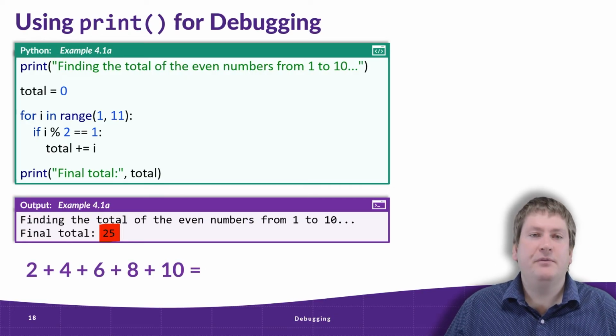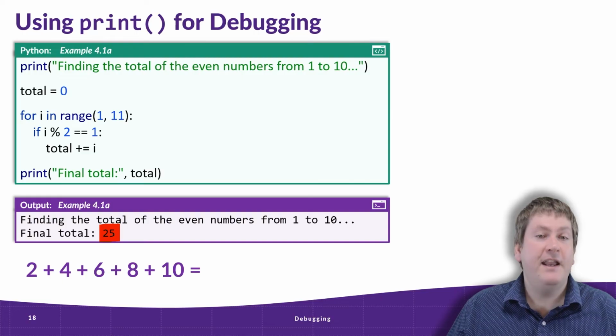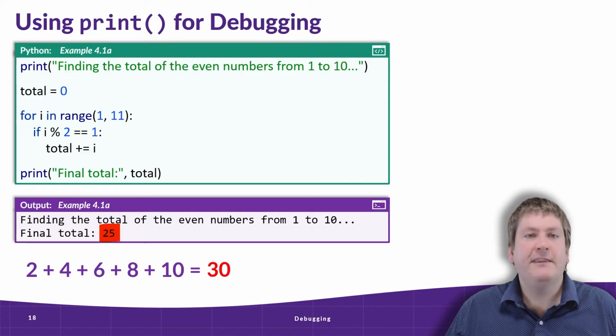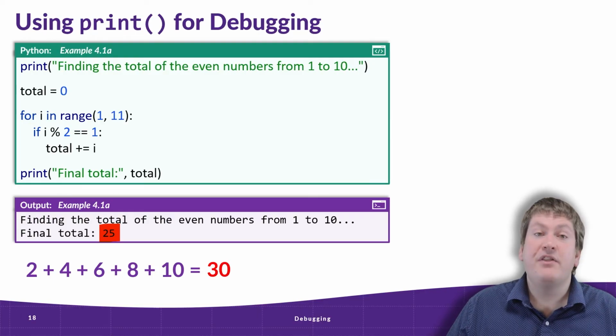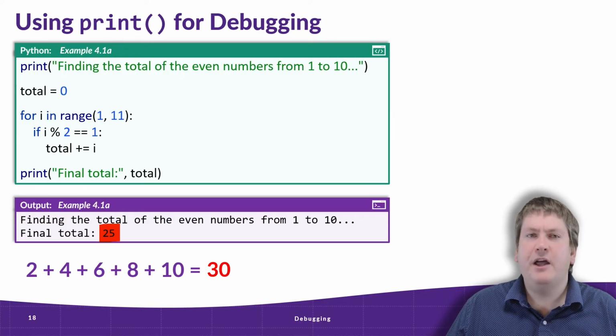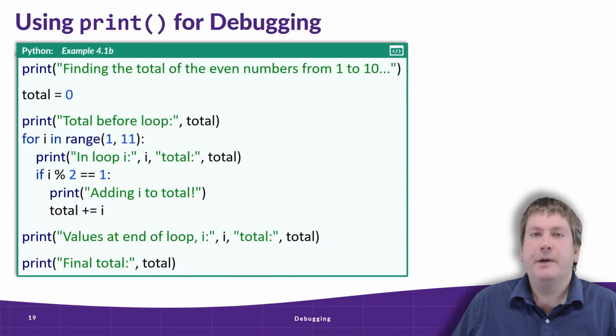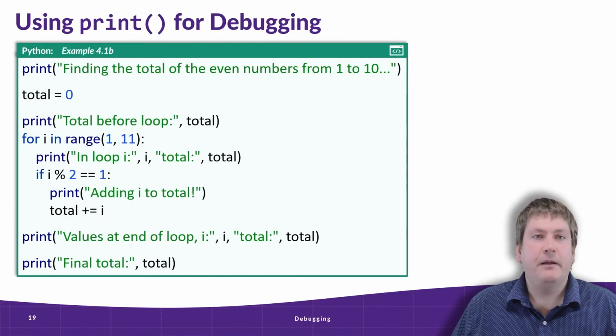The way we could check is we could write out all the even numbers between 1 and 10 inclusively, 2, 4, 6, 8, 10, and add them together, maybe using a calculator. We should see that the correct result should be 30 and not 25. So how do we debug this? Well, one way we can debug this code is by adding print statements.